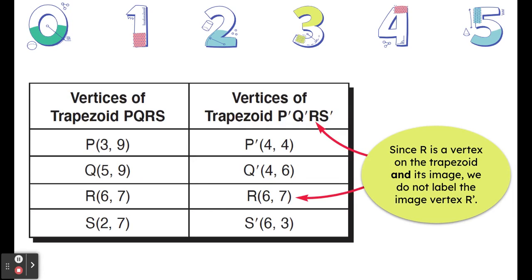Alrighty, now let's look at the table of values. A really important thing to notice here is that since R is a vertex on the trapezoid and the image, we don't label it vertex R prime in the image. Now, I think I messed up and called it R prime back there, but we actually just label it R. So we have P prime, Q prime, R, S prime.